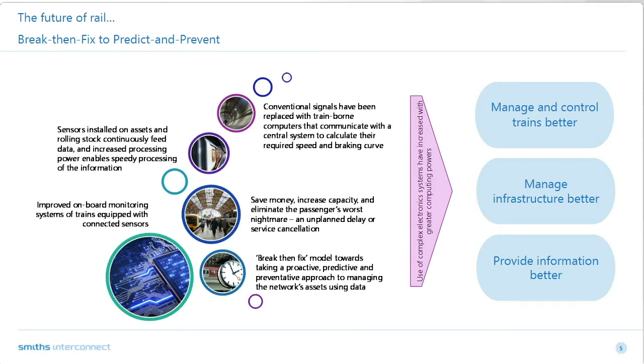So the reason I walked you through in the way I did, starting with break then fix, moving to a more predict and prevent model, and then gradually walking you towards this concept of save money, increase capacity, and eliminate the passenger's worst nightmare, is because in some ways the move from break then fix to a predictive model is a vision, an approach.